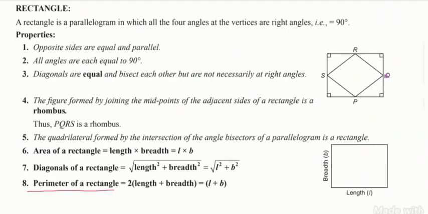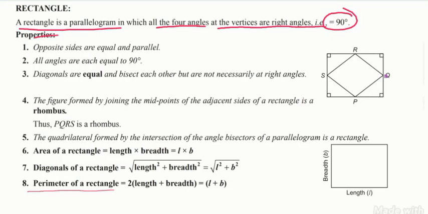So next one is a rectangle. A rectangle is a parallelogram in which all four angles at the vertices are right angles, that is 90 degrees. So a rectangle is also a parallelogram, but the extra point is that the angle at each vertex is 90 degrees. All angles A, B, C, D are 90. That only you have to note down.